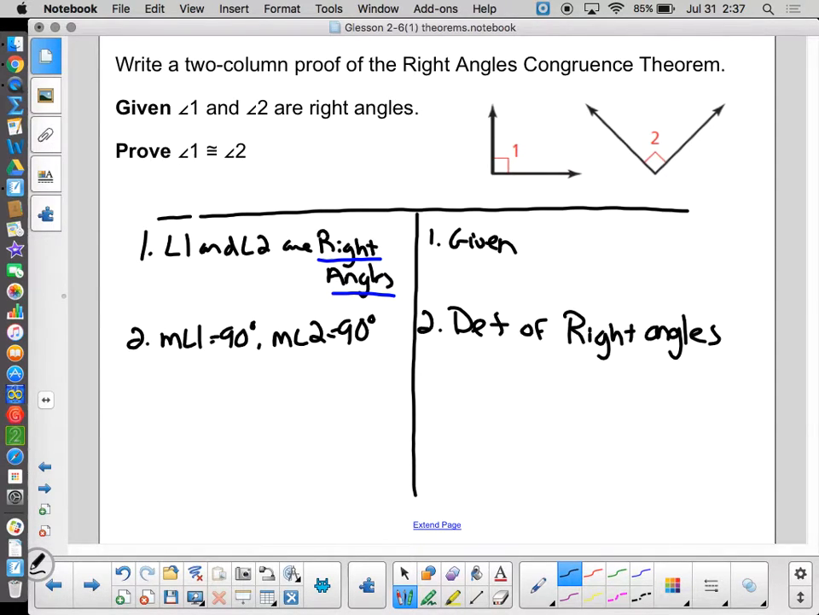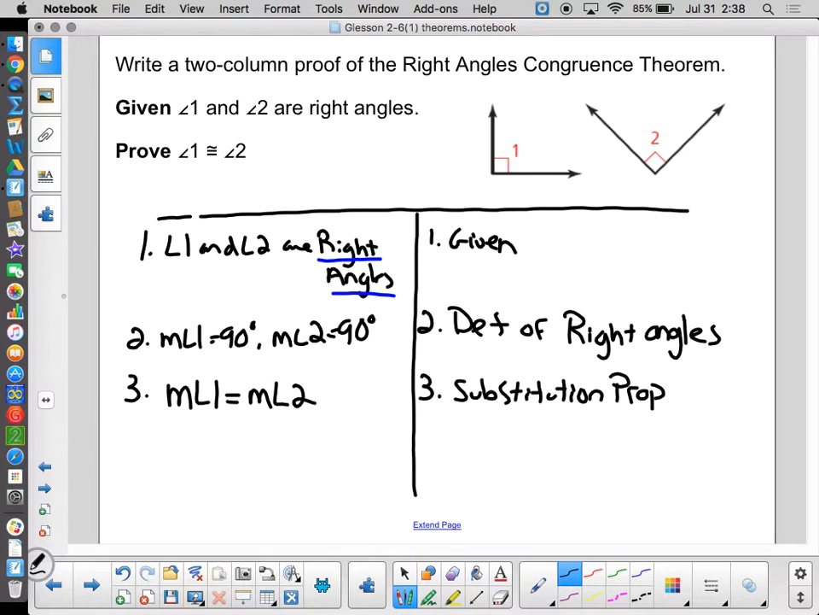Well, if I have two things equal to the same value, if m angle 1 equals 90 and m angle 2 equals 90, they both equal 90, so they must be equal to each other. That's substitution. Substitution gets used a lot. Substituting in one value for another equivalent value. We do that a lot.